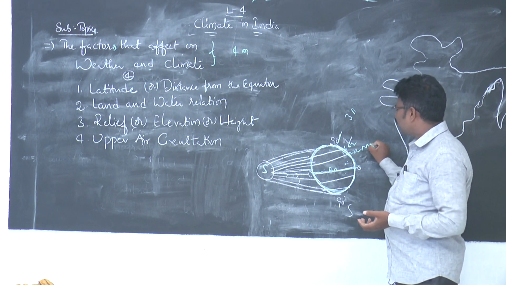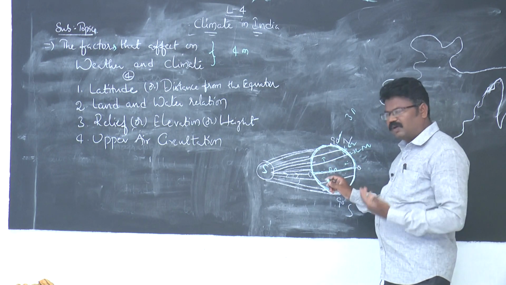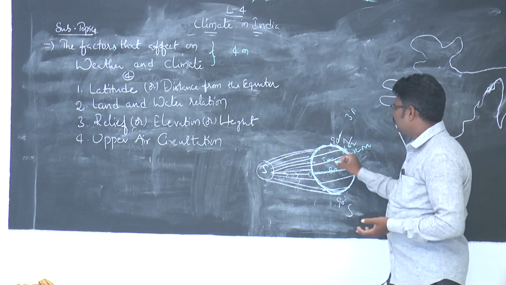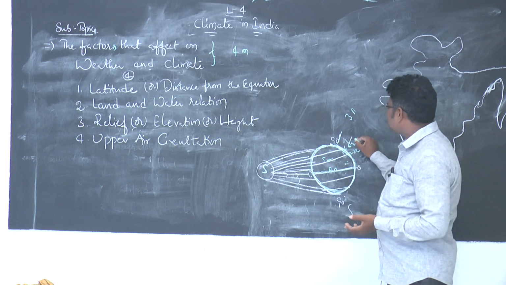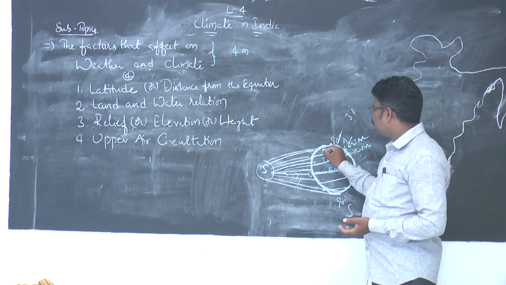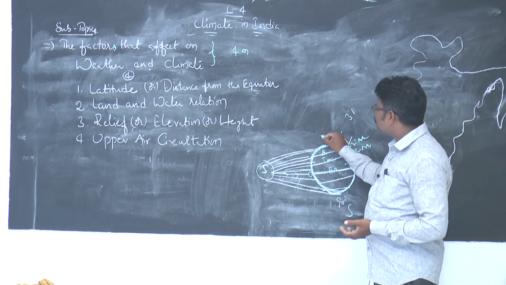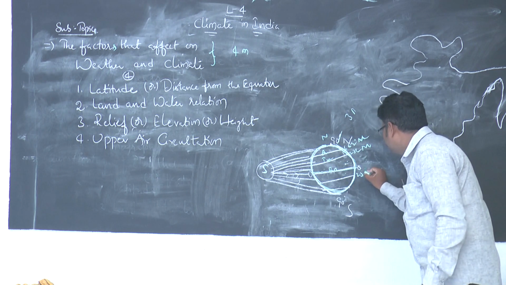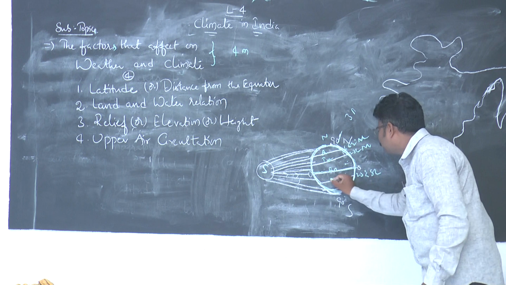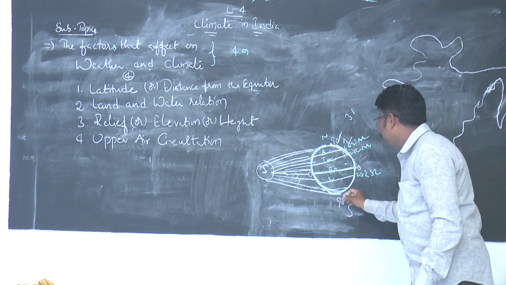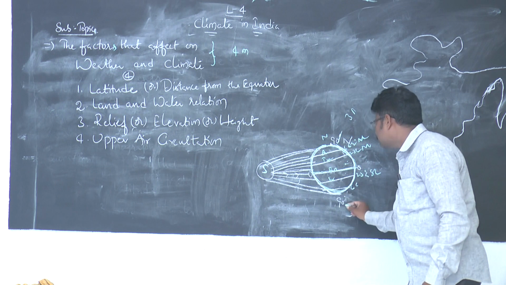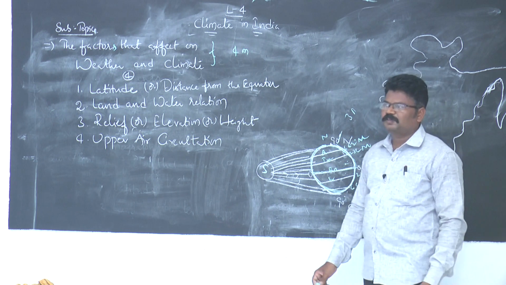23 degrees north latitude, as we already know, is the Tropic of Cancer. 66 degrees north latitude is called the Arctic Circle. 90 degrees is called the North Pole. As we come to the southern part, 23 degrees south latitude is called the Tropic of Capricorn. 66 is called the Antarctic Circle and 90 degrees south latitude is called the South Pole.